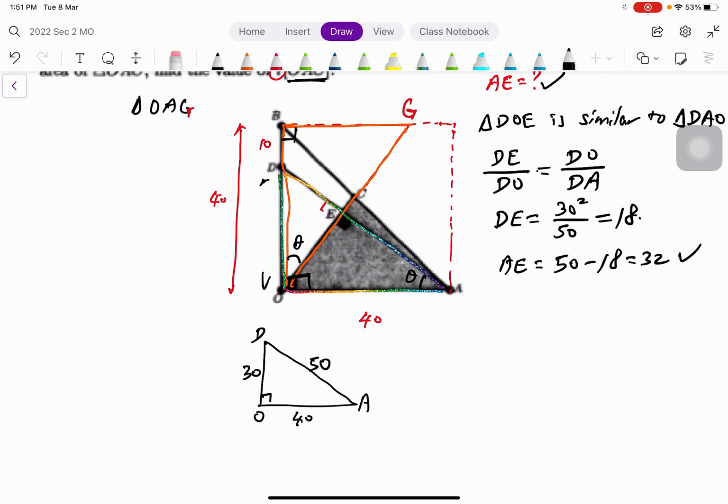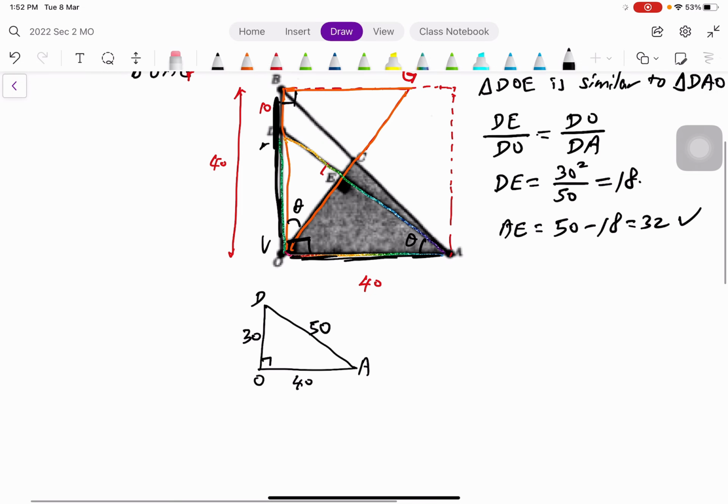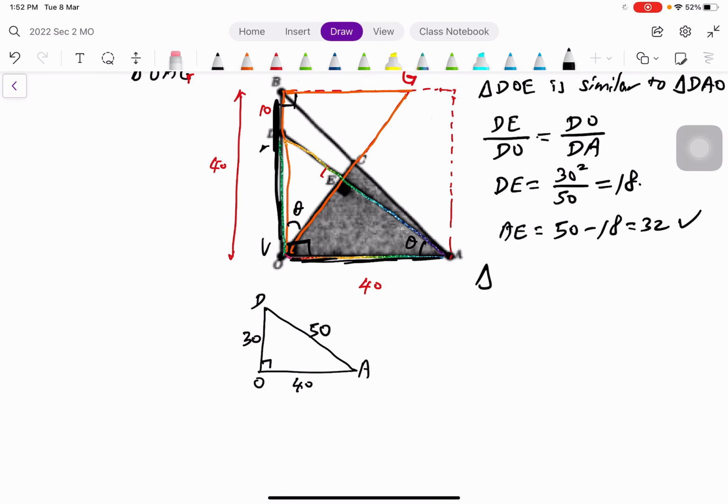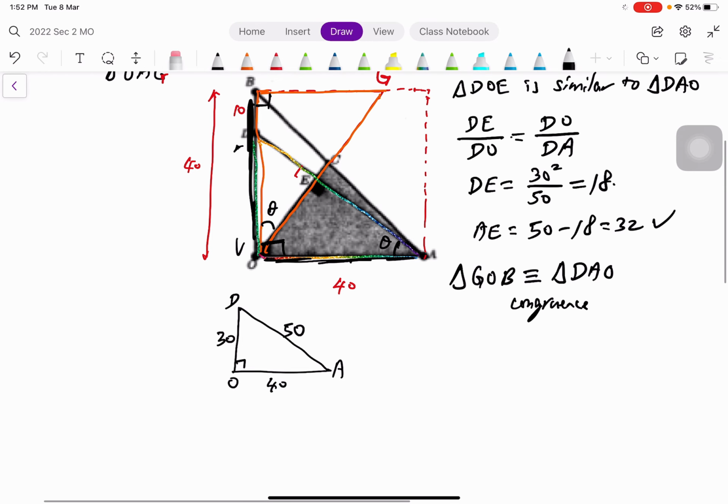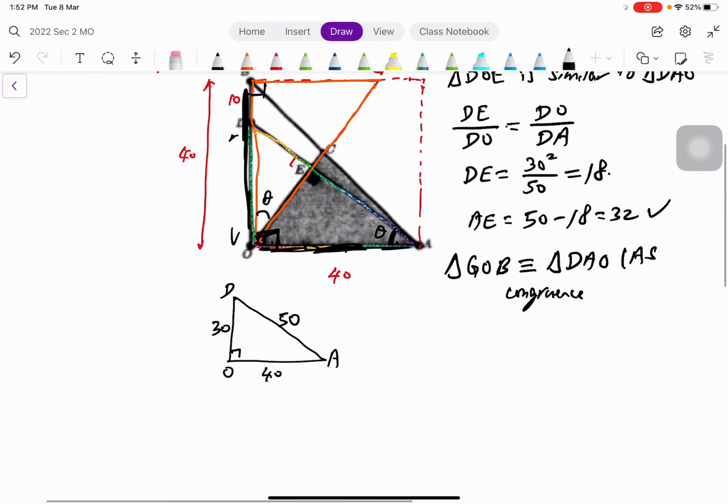Then in this case, this length is equal to this length, right? Therefore, we can conclude that triangle GOB is congruent to triangle DAO. Can you see that this is angle, side, angle? There's an angle here, a side here, and an angle. Therefore, I'm using the ASA property, right?